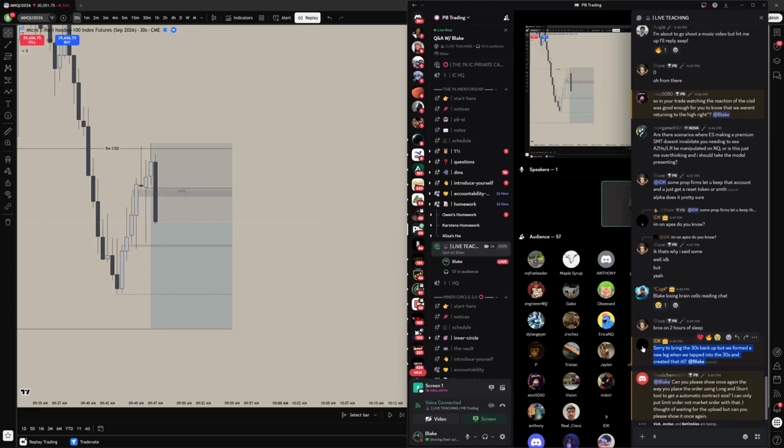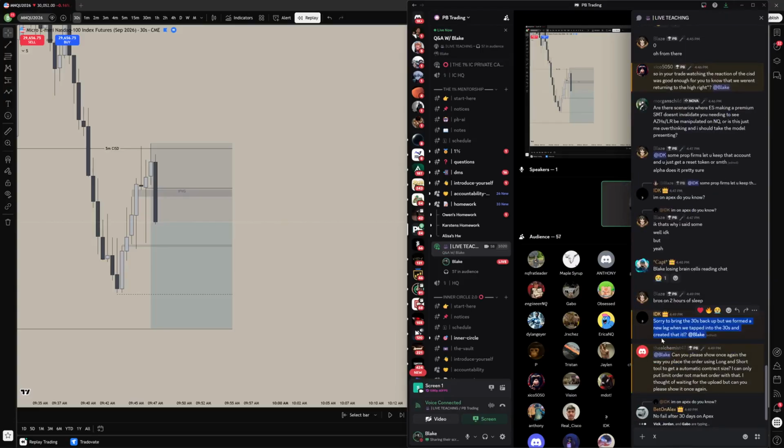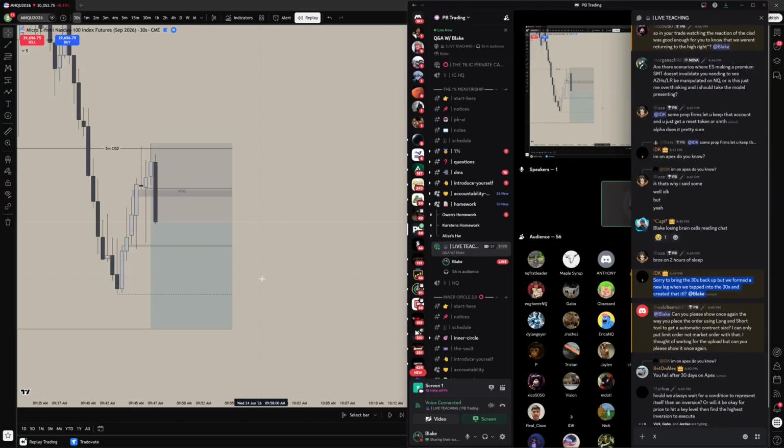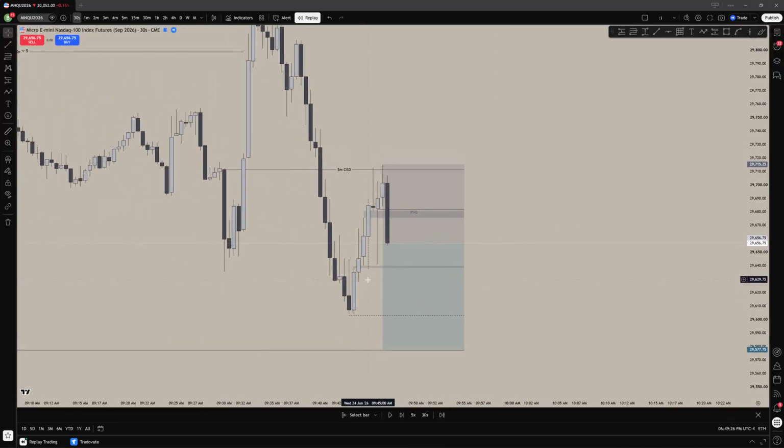Sorry to bring the 30-second back up, but we formed a new leg when we tapped into the 30-second and created that intermediate low. Yes, exactly. We have a low here. We have a swing low, right? What is a swing low, guys? It's a candle that looks like this, then a candle that looks like this, then a candle that looks like this. It's a low, a lower low, then a higher low. So this is your swing low.